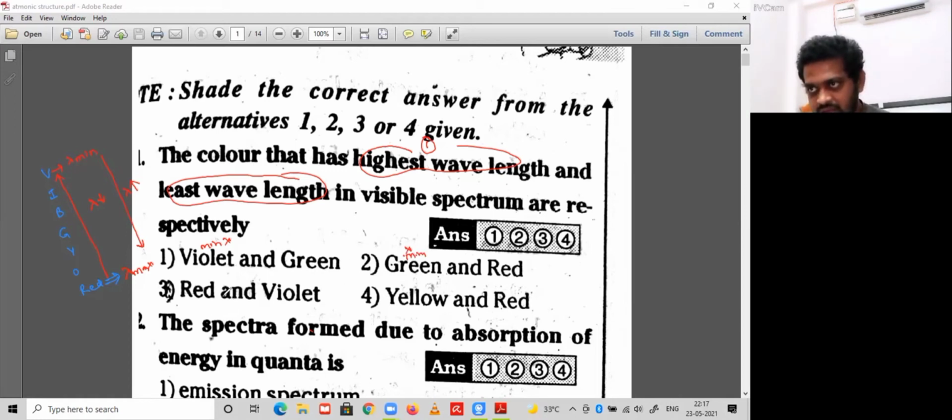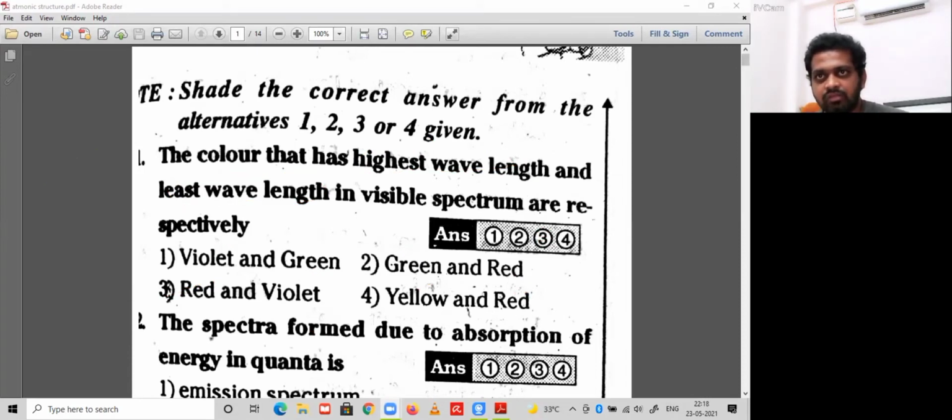And the third one is red and violet. Red color will have the maximum wavelength and the violet color will have the minimum wavelength. Yellow and red: here red will have maximum wavelength and the violet color will have minimum wavelength. So option 3 is the correct option. You should mark option 3. Next one, question number 2.